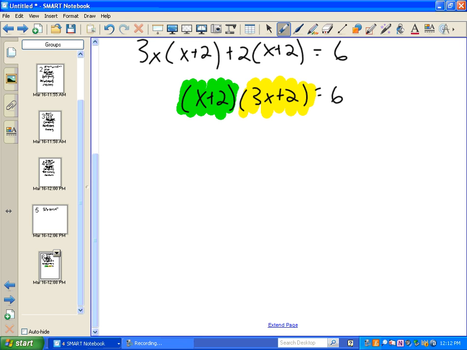Could the green be 1/2 and the yellow be 12? That would do it, right? Could they be 6 and 1? 1 and 6. So the bottom line is, what do you know about the green and the yellow? No? It could be anything. You don't know anything. If it could be anything, what you really know is nothing. You know nothing.